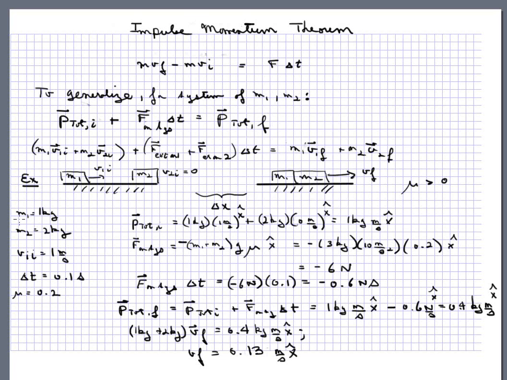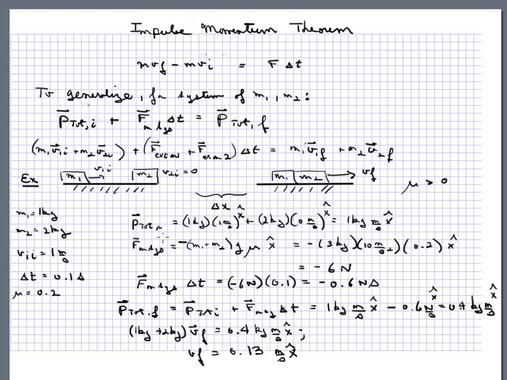So let's say that m1 is 1 kg, m2 is 1 kg. The initial velocity of v1 is 1 meter per second, and the time interval of consideration is 0.1 second. That is to say, we want to consider the time interval 0.1 second after the collision. And let's say that mu is equal to 0.2. So this is not a frictionless situation. There is an external force acting on m1 and m2, and we're considering m1 and m2 to be the system.